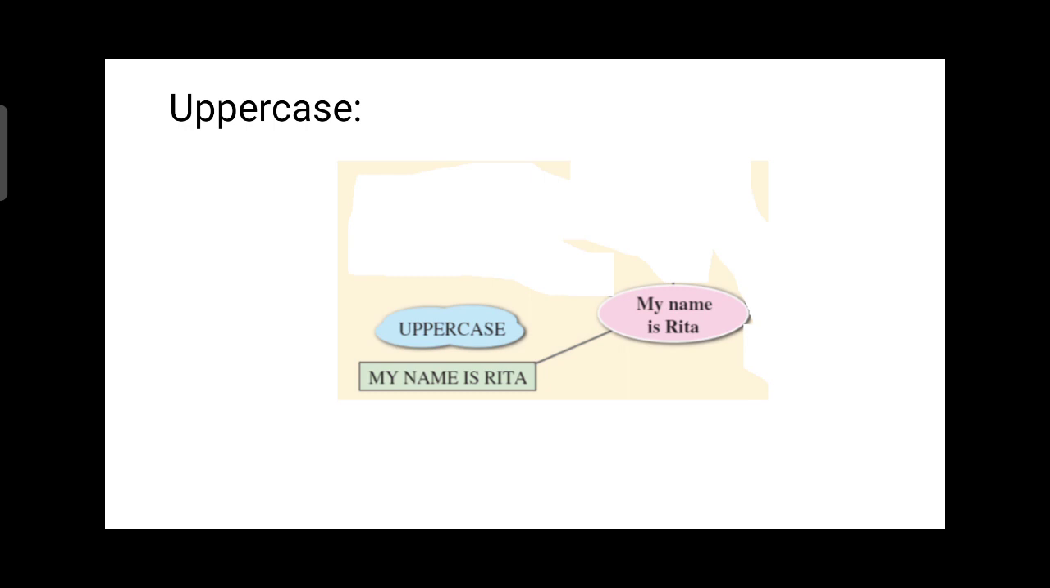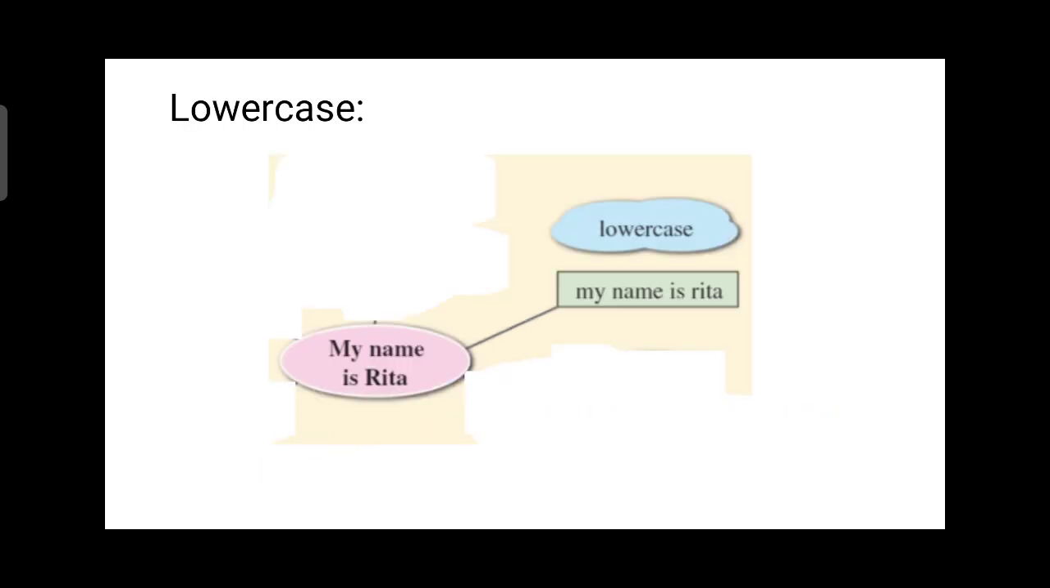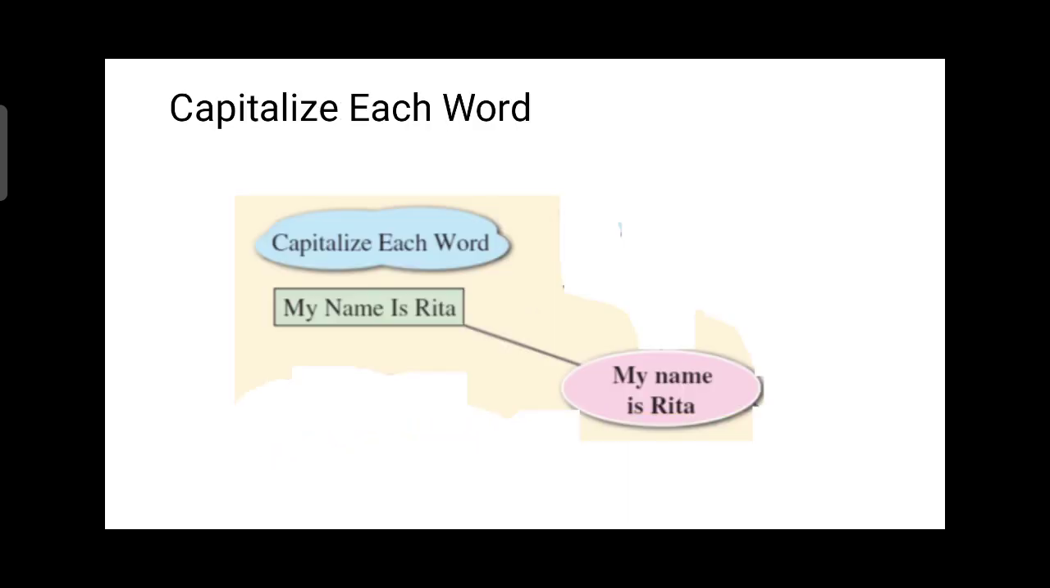Uppercase means capital letters. Next one is lowercase. What is the meaning of lowercase? Lowercase means all the selected text is converted into lowercase, into small letters. Here the example is my name is Rita. Select it, go to the change case option and select lowercase. You will get all the characters in small letters. Lowercase means small letters.